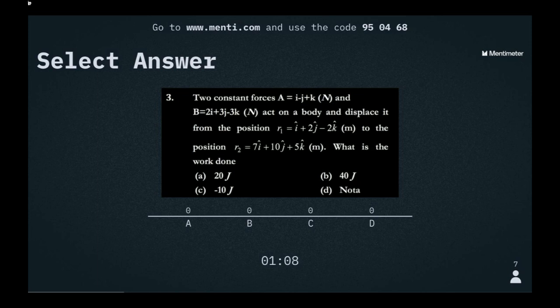If you remember, in our last conversations, we discussed how work done is calculated. And the answer is, work done is calculated by the dot product of force and displacement.